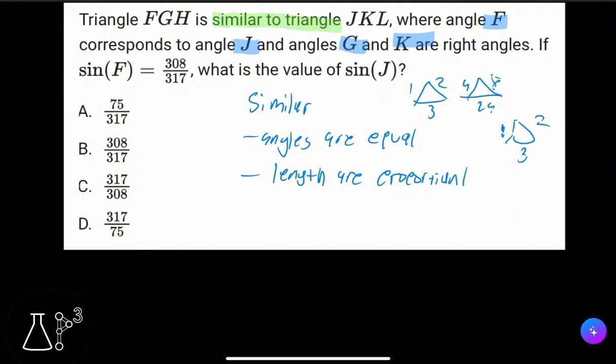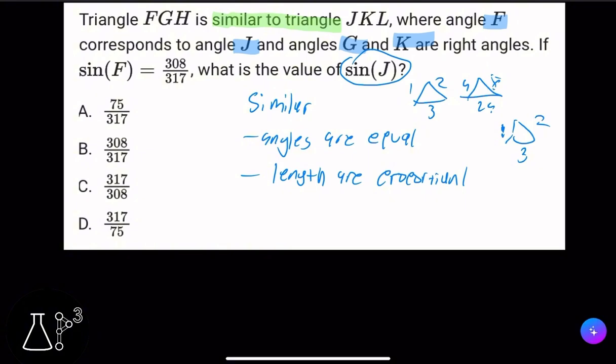So what are similar triangles again? The angles are equal, but the lengths are proportional, meaning that one triangle is going to be smaller and one's going to be bigger, but the ratio of each is going to be the same. So in this case, we're trying to look for the sine of 308 divided by 17 and look for the value of sine of J. Remember how I said that the angles correspond to each other? That's why it's very important to read every single question little by little, because you don't need to do math for this type of question. What do I mean by that?